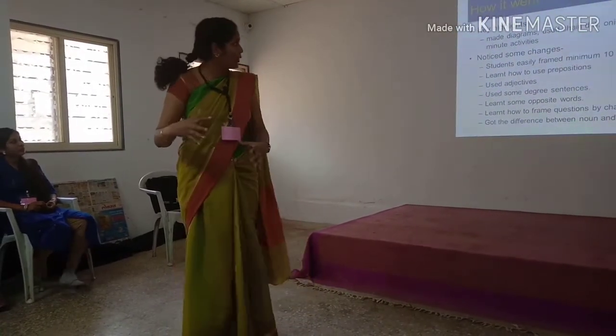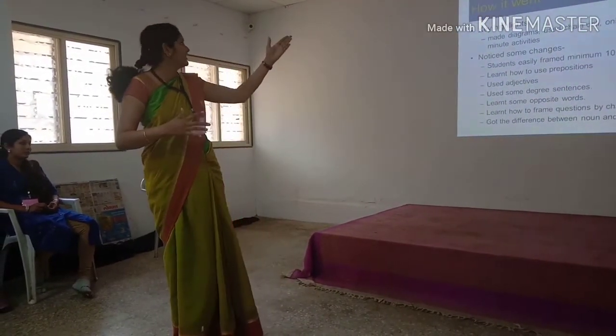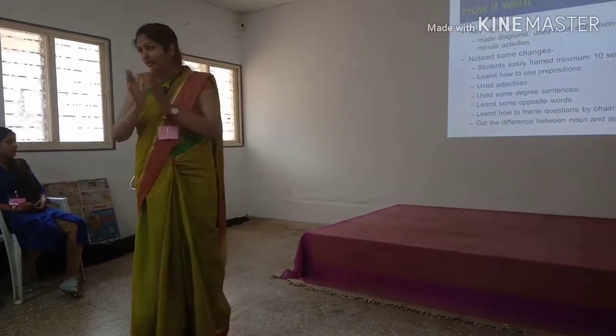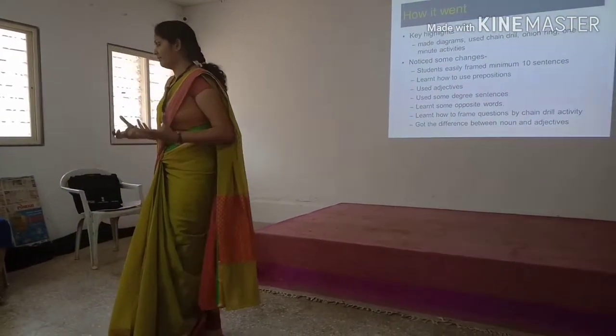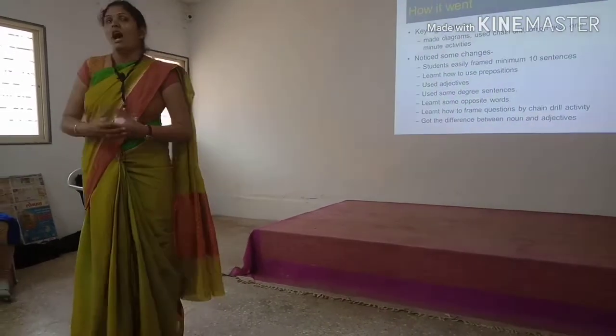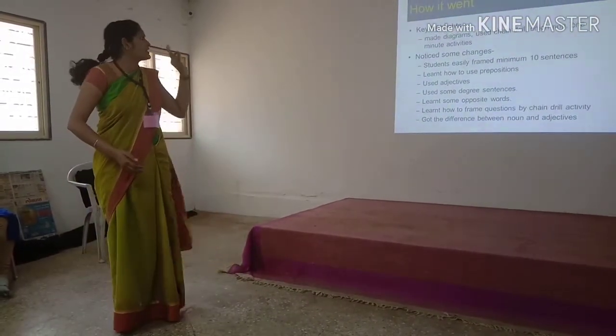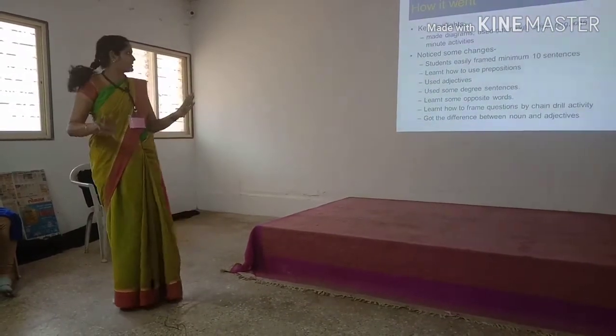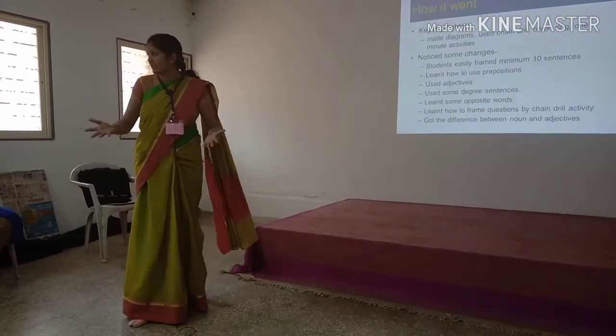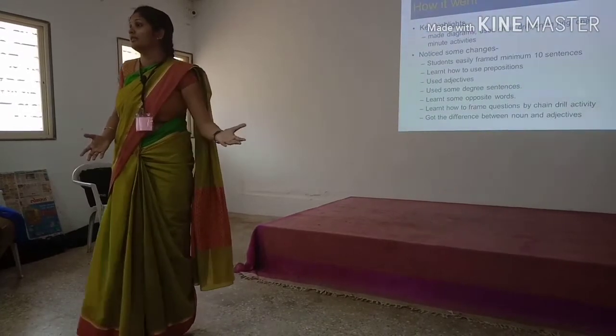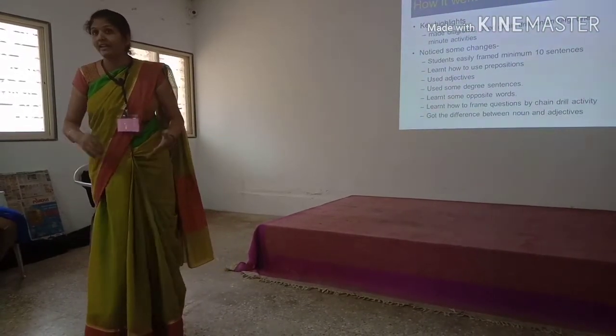So to get more practice, I use chain drill, onion ring, and 1 minute activities. And after that, I got some fruitful results from my students. I saw some measurable changes in my students, and first one is that my students easily frame minimum 10 sentences. They learn how to use prepositions. For example, mobile is on the table, book is in my bag, like that, unintentionally.